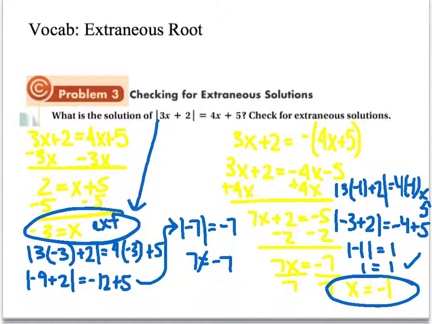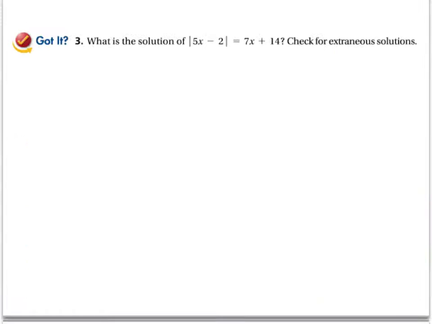Do you guys have any questions on the extraneous solution part? Okay, an extraneous solution makes my original equation what? False. Very good. That's all we're going to be doing for today.